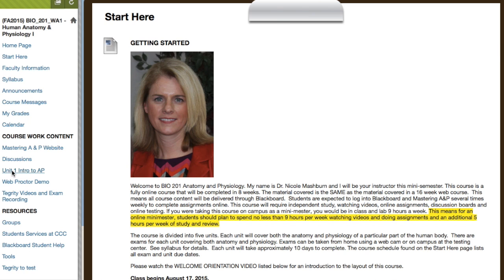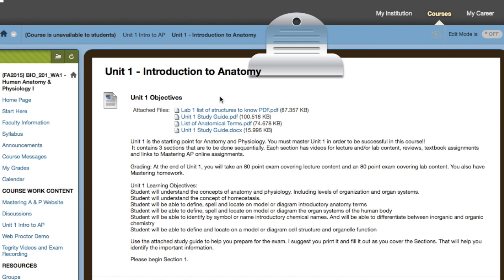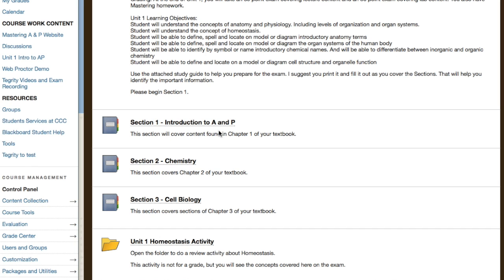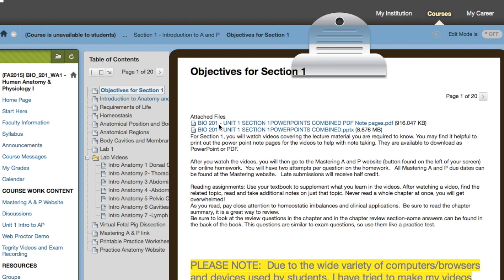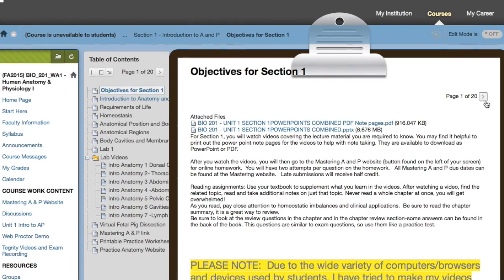So click on Unit 1, and all the units are set up the same way. I've got a little video that you can watch to maybe give you some helpful hints on how to pass the class. Click on the unit, and each unit is going to have objectives. There's going to be things you can download, maybe a list of structures, a study guide, PowerPoint notes, and each unit is divided into sections. So you simply click on a section, download your PowerPoints, and then start reading, okay?